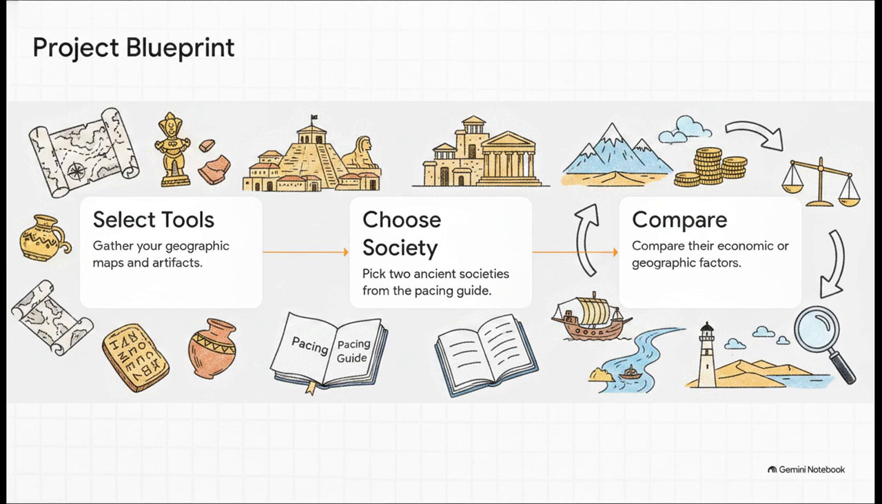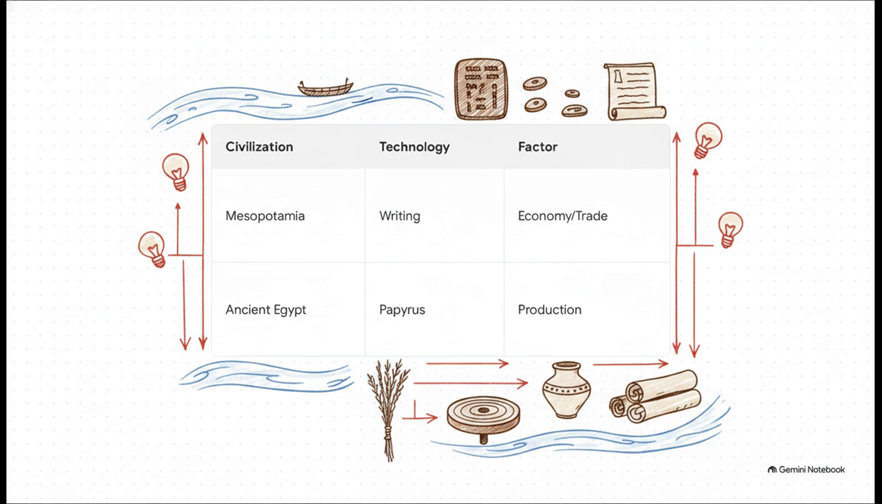Like, how did their physical locations change how they traded or lived? Keep it simple, follow these steps, and the project will practically build itself. Let's look at a concrete worked example. This lines up perfectly with the Arrow standards.